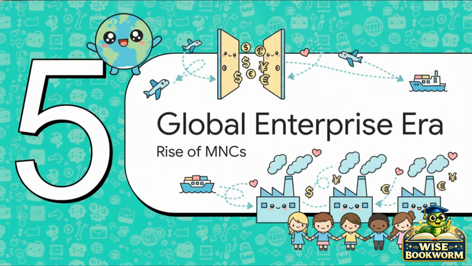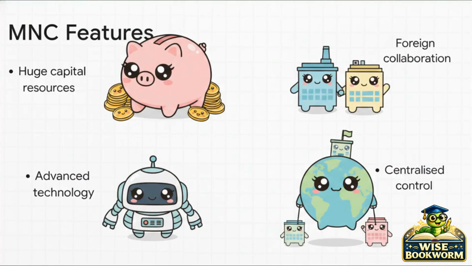And finally, Section 5, the Global Enterprise Era. You see, those 1991 reforms didn't just invite the domestic private sector to compete, they threw the doors wide open to foreign direct investment. This invited the rapid rise of multinational corporations. These global giants operate with huge capital resources, easily tapping into international banks and global capital markets. They use foreign collaborations, teaming up with local companies to seamlessly share patents, brand names, and logistics.